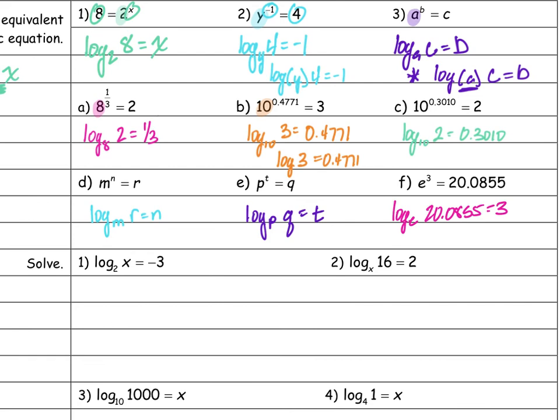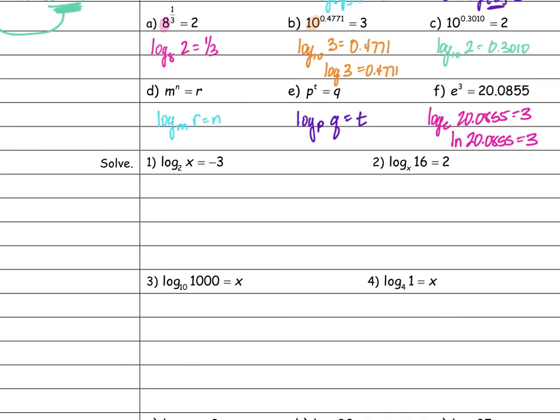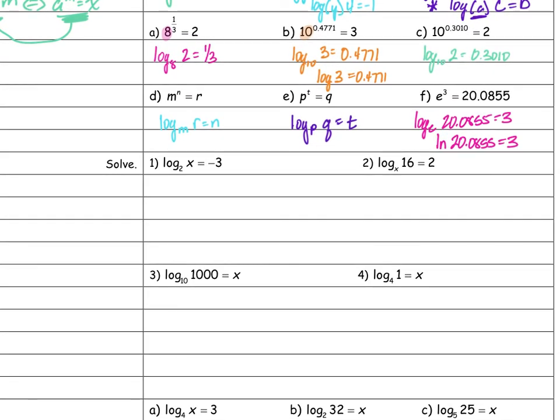So I can actually write that one as ln of 20.0855 equals 3. And we'll talk about that one later also. Either one is correct, okay? So here we move on to the last little section here. And basically we're going to be doing a little bit of solving, okay?